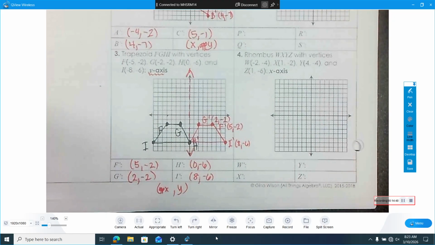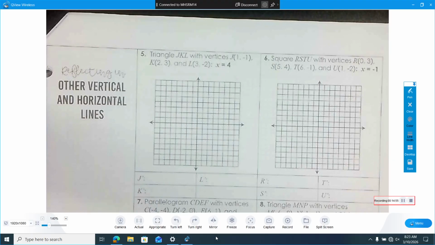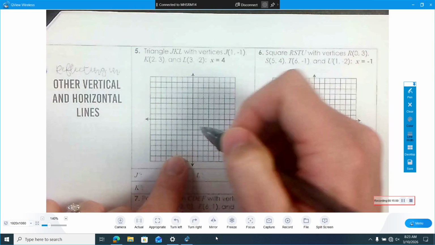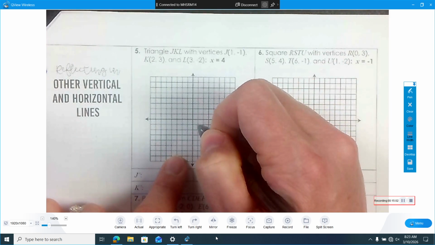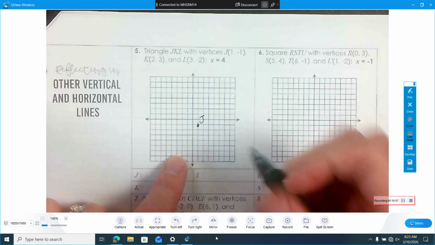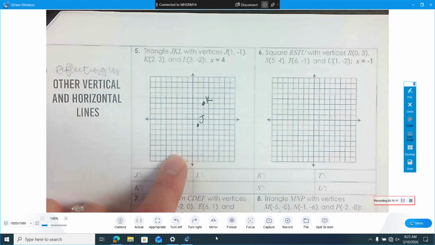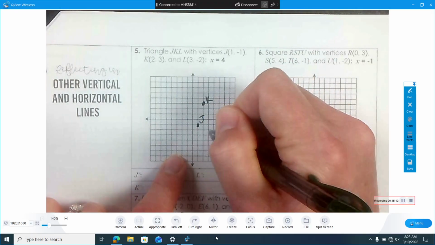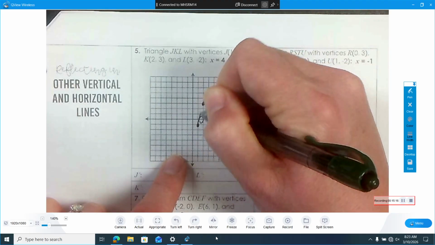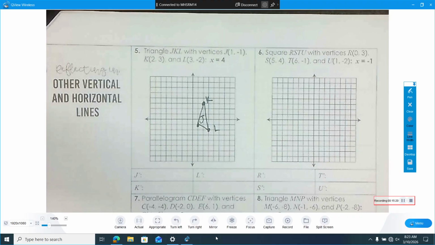Questions on those? Really easy, right? I'm going to turn the page. All right, number 5. Triangle JKL. Go ahead and graph JKL. J is at 1, -1. K is at 2, 3. And L is at 3, -2. So there is JKL.